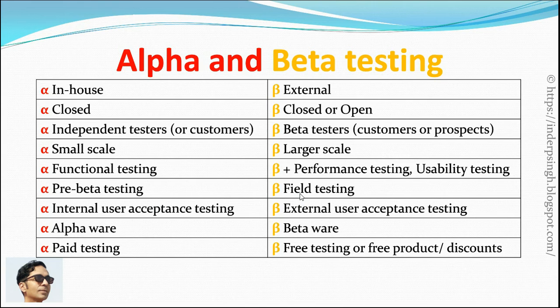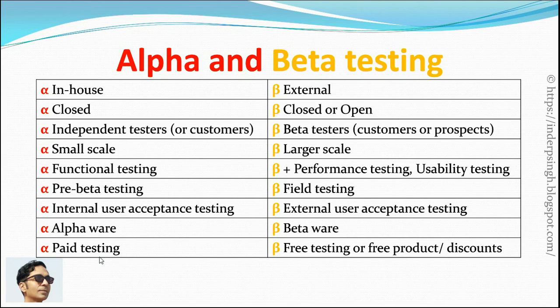Beta testing is also called field testing because it is done outside the development organization. Alpha testing in software engineering is internal user acceptance testing, but beta testing is external user acceptance testing. The software version tested in alpha testing is called alphaware. In beta testing, the software version that is tested is called betaware.